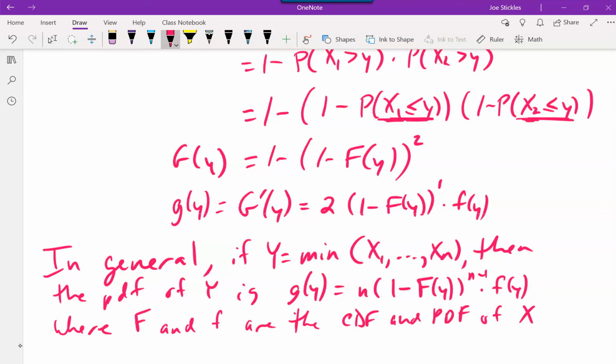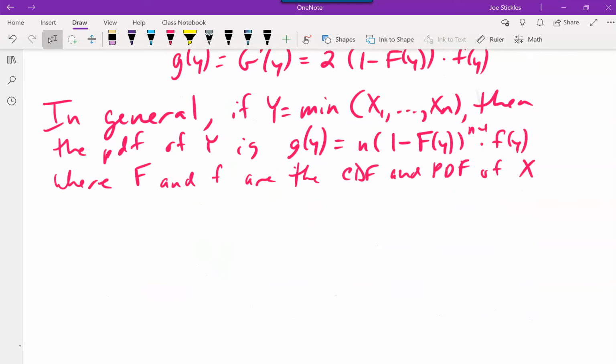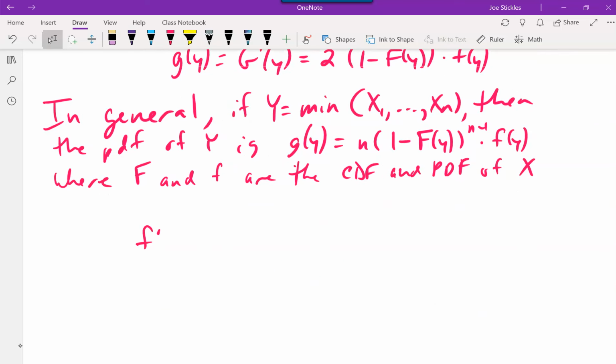So let's go back up to the original example. What was our PDF for x? It was e to the negative x, right? So what's capital F of x then? What kind of distribution is this if it's just e to the negative x? It's exponential, right? So what's the CDF look like for the exponential? Negative. I guess 1 minus that, right? Right? It sounds stupid if I ask for that.